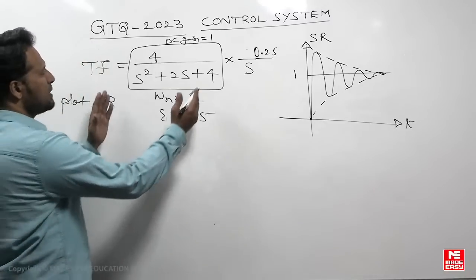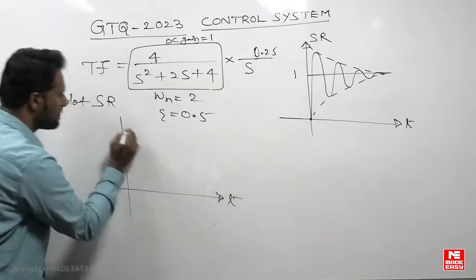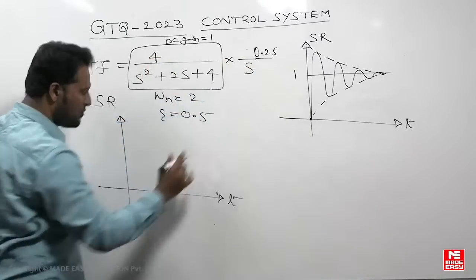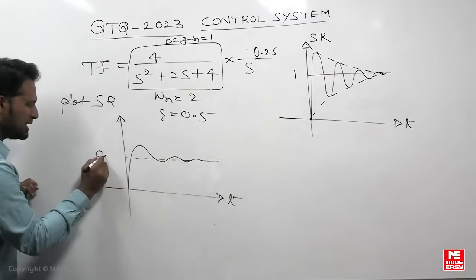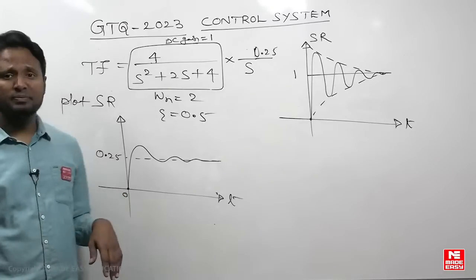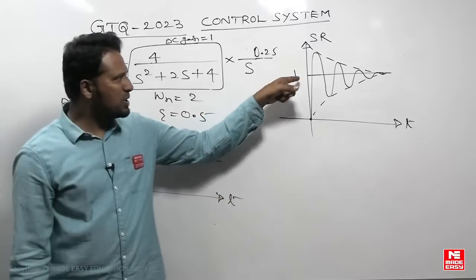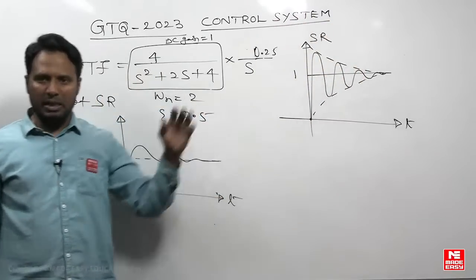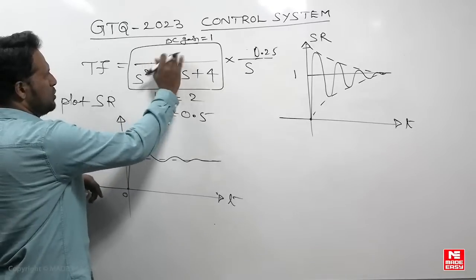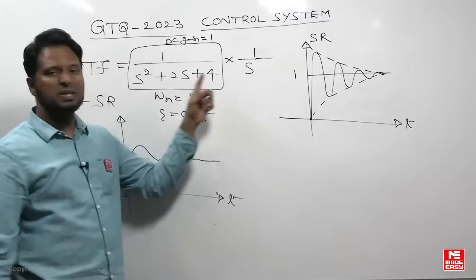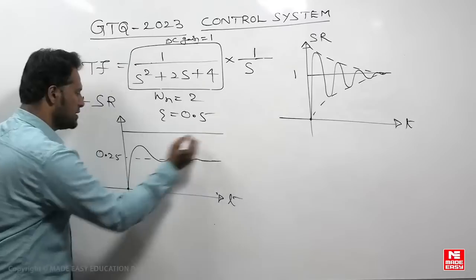Now see, the response of this system for 0.25 units will be like this. Please pay attention. It means it will attain a steady state value of 0.25, because your input is 0.25, so your output in the steady state will be 0.25, oscillatory in nature. If your input is 1, then your output will also be 1 in the steady state if the DC gain is 1. But what is the input we actually gave? Now let me make this system original. So this is our system, and we have to find its response for a unit step input.